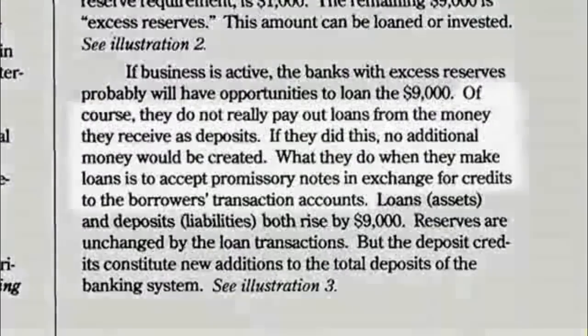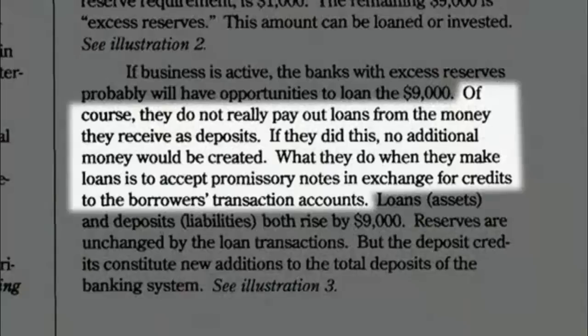As stated in Modern Money Mechanics, "of course they, the banks, do not really pay out loans from the money they receive as deposits. If they did this, no additional money would be created. What they do when they make loans is to accept promissory notes, loan contracts, in exchange for credits, money, to the borrower's transaction accounts." In other words, the $9 billion can be created out of nothing simply because there is a demand for such a loan and there is a $10 billion deposit to satisfy the reserve requirements.